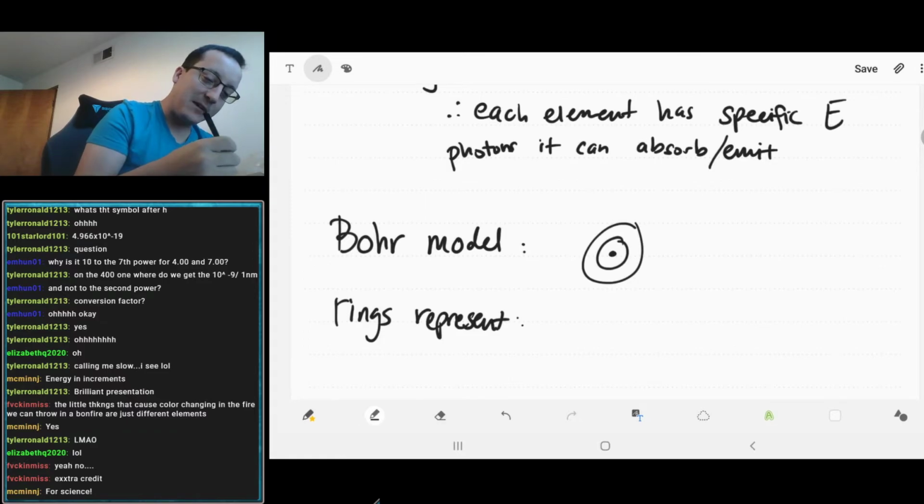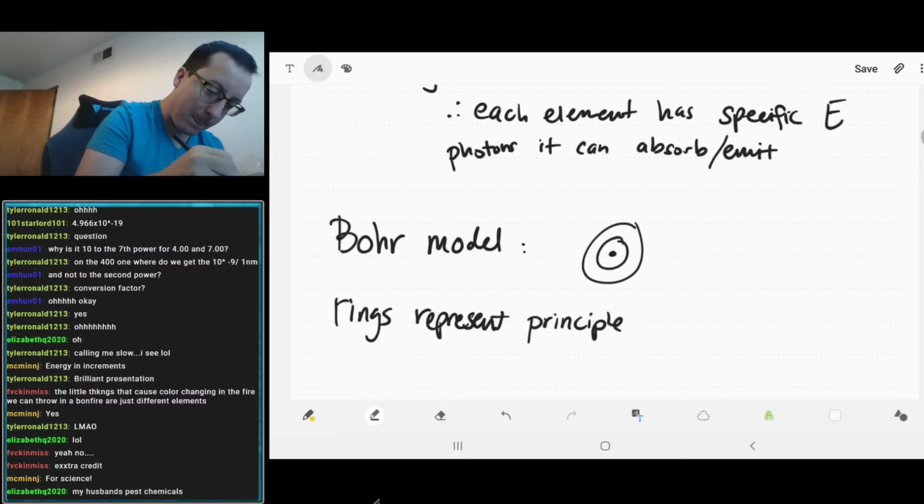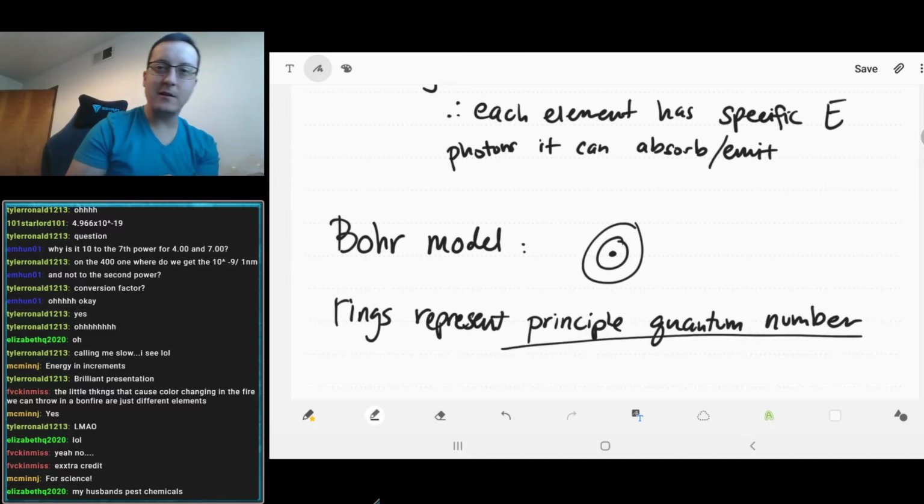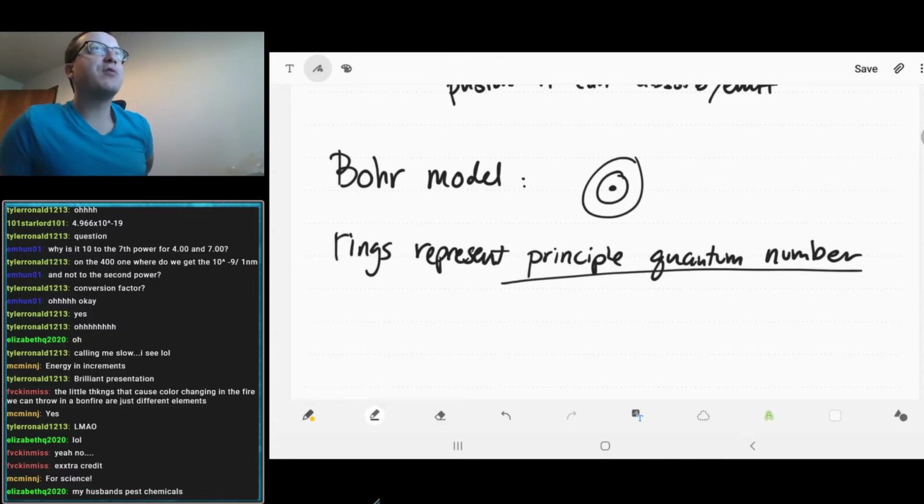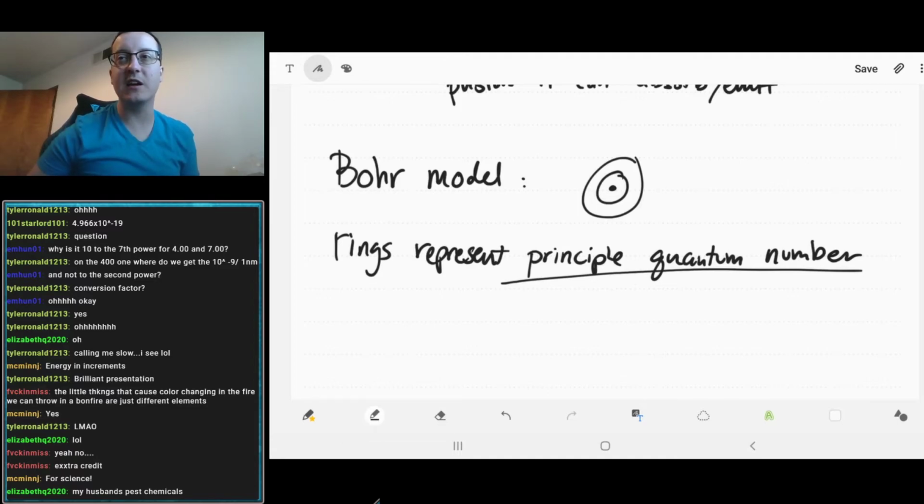Okay, the rings represent what is called the principal quantum number. Fancy, fancy. So the pesticide chemicals are probably more going to be organic things, and organic things don't burn in pretty colors. It's really just metals, specifically transition metals, that burn very nicely.